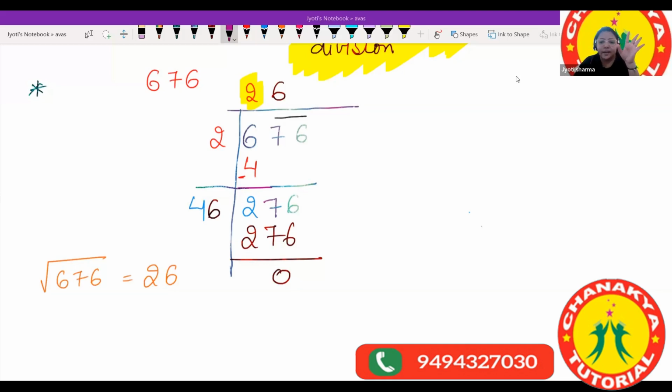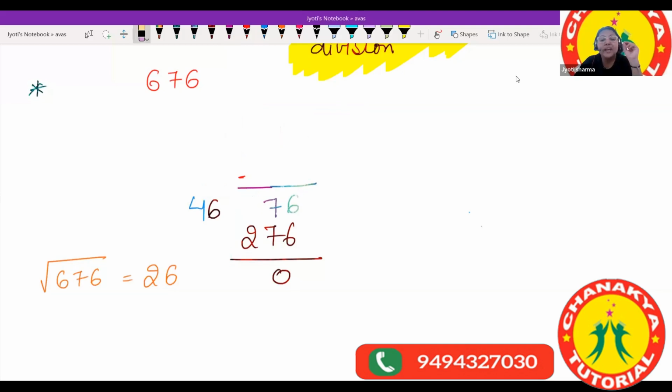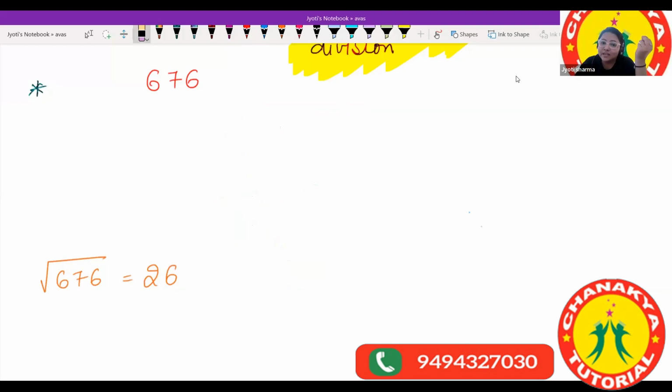Let's understand again. I am doing the same question again. We need to find the square root of 676. We are going to use the long division method. It is slightly different from normal division, because in this method, from the right side, we make pairs of 2 digits.